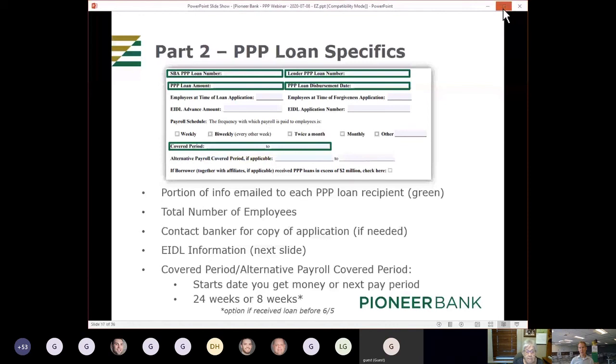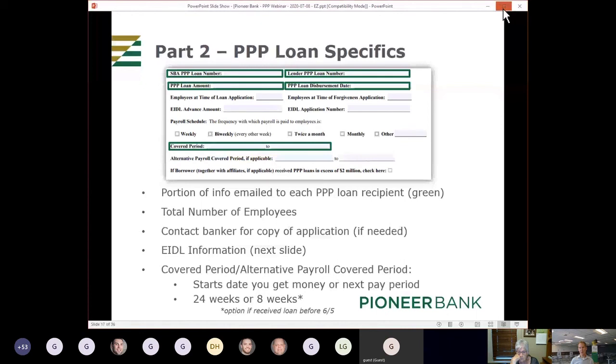Now on the flip side, the alternative payroll covered period: let's say that you pay your payroll every other week on a Friday, but you got your loan on Tuesday of the week. If you work through your 8 weeks or even 24 weeks, you could essentially lose out on one pay period. So the alternative lets you, as long as you pay your payroll on either a weekly or bi-weekly basis, change that start date from the day you got your loan to the day of your first pay period following. In the instructions, it'll give you a little more of a definition. But essentially it allows you to choose a different start date for your covered period, as long as you pay weekly or bi-weekly, so it coincides with your normal paycheck schedule.